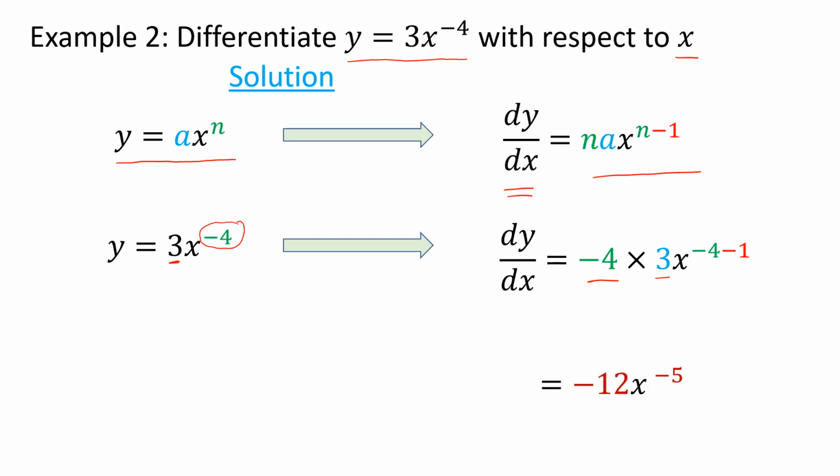So the next step is to simplify this expression. First, we shall take negative 4 multiplied by 3, which gives us negative 12. And then next, we have taken negative 4 minus 1, which gives us negative 5.